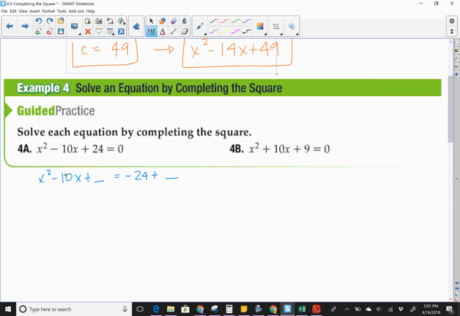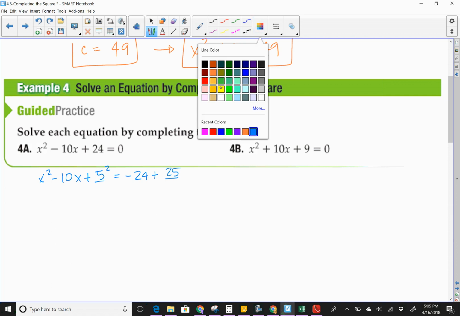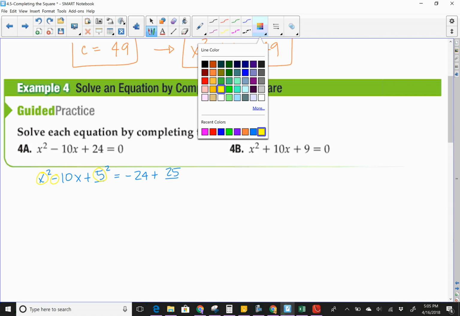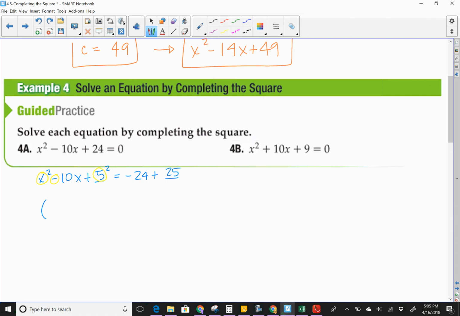So we take half of 10, and I write it like this. Half of 10, 5 squared. 5 squared is 25. I write that number here because when you factor it, you're going to take this and this, and that is going to be your factor. So it's going to be x minus 5 quantity squared. Negative 24 plus 25 is 1. And then we proceed like we did in the previous problems. We take the square root of both sides. X minus 5 equals plus or minus 1.